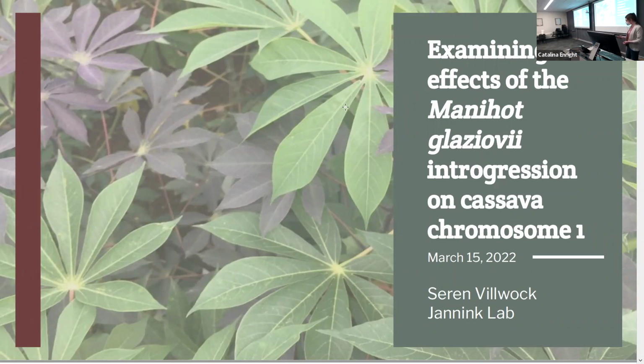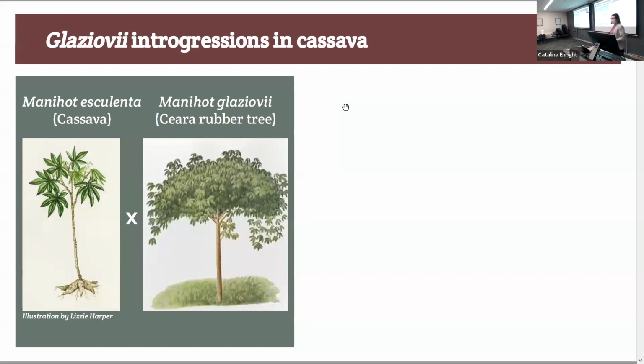Today, I'm going to talk about one of my projects examining effects of the Manihot glaziovii introgression in cassava. So cassava breeders in the 1930s were facing a disease epidemic of cassava mosaic disease. And to try to combat this, they were breeding for disease resistance by making crosses with cassava's wild relative, Manihot glaziovii. And progeny from some of those crosses became important founders in modern breeding germplasm.